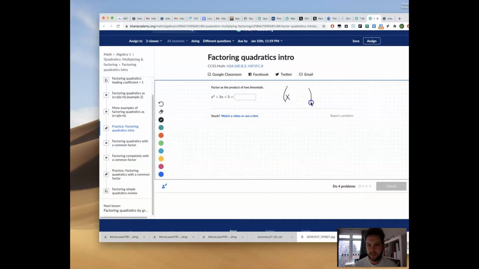So we're going to have x there, we're going to have x there. And then the game is find two numbers that multiply to give you 2 and add to give you 3. So the first thing a lot of people do is make a list of all the possible numbers that multiply to 2. Now this one is pretty short. It's 2 and 1, or it's -2 and -1.